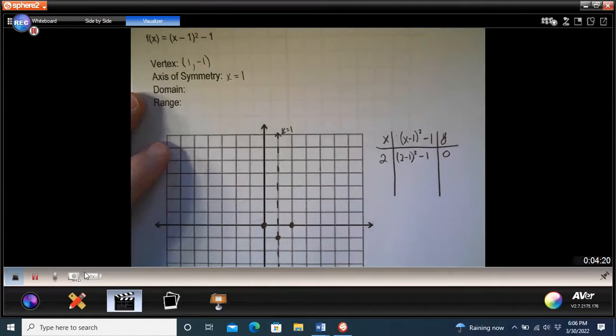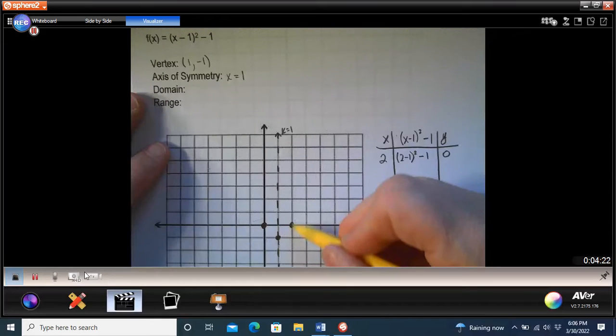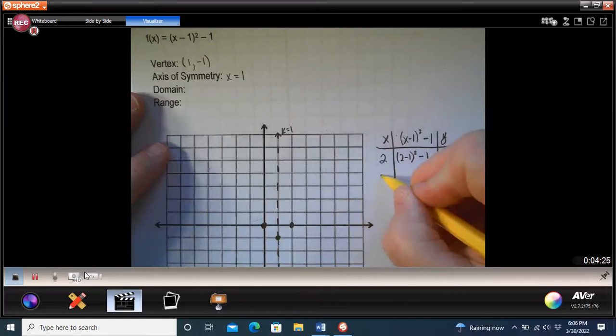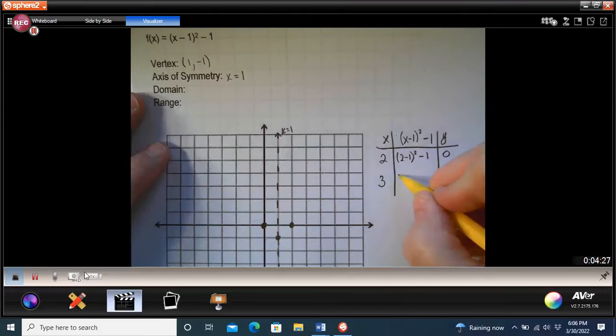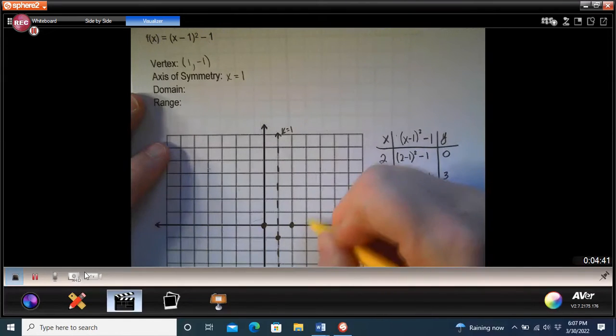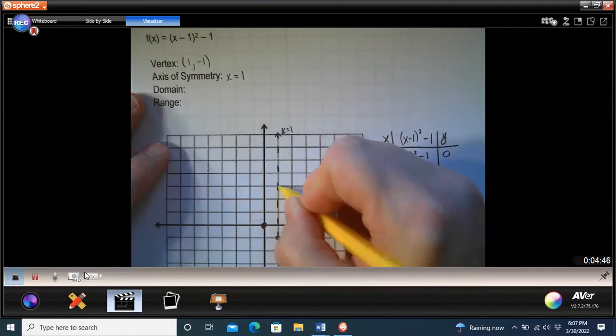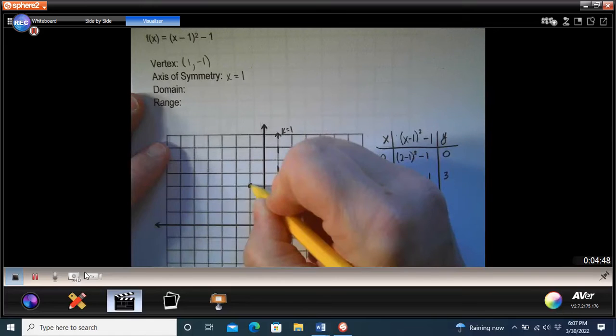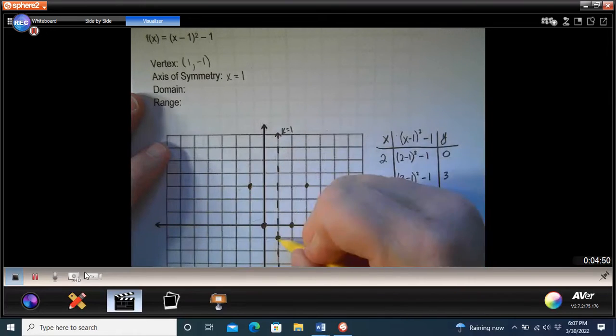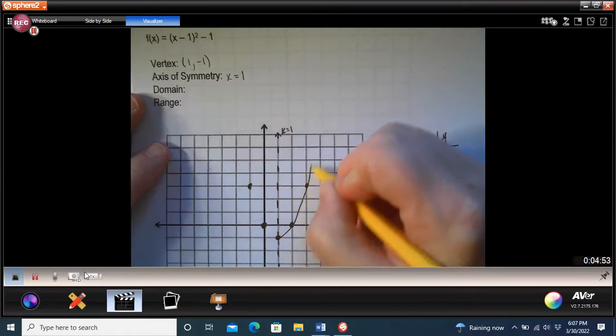And then I need another point. So what's right next to the point I just found, or what's right next to 2? 3. I'm going to take 3 minus 1, square it, subtract 1. Let's see, 3 minus 1 is 2. 2 squared is 4. 4 minus 1 is 3. So I plot the point (3, 3). Then I use my axis of symmetry, and I get this point over here. And that's enough points to draw my parabola.